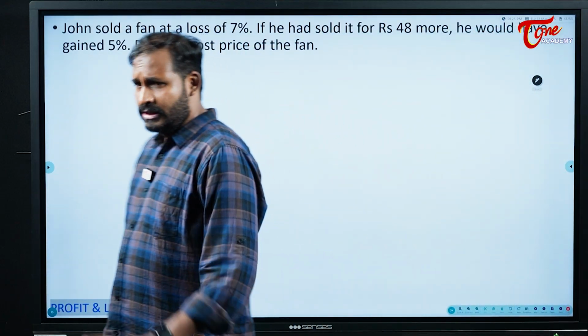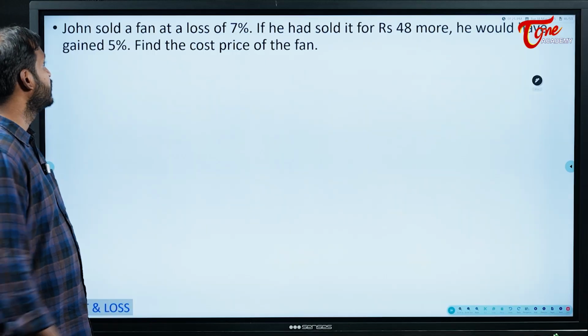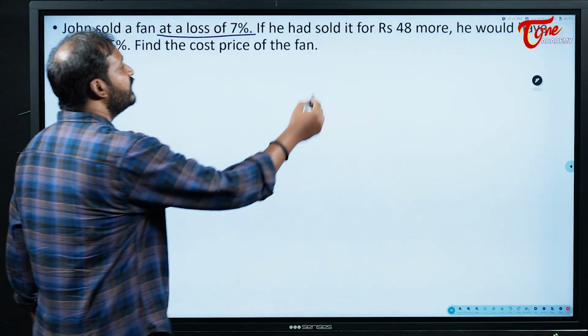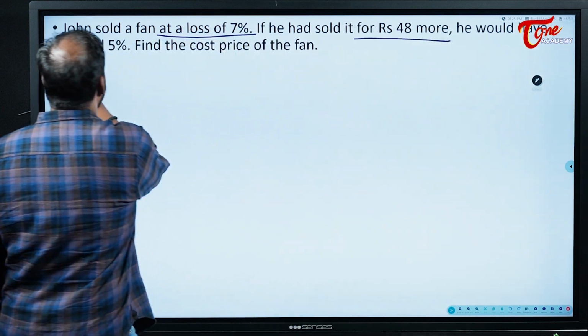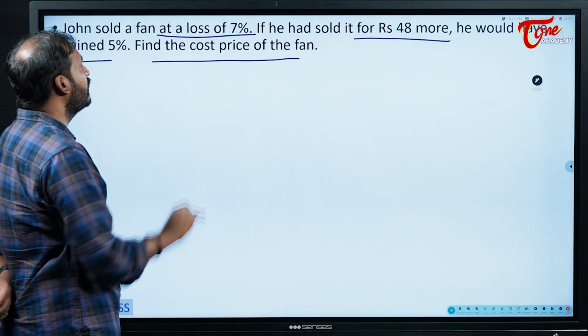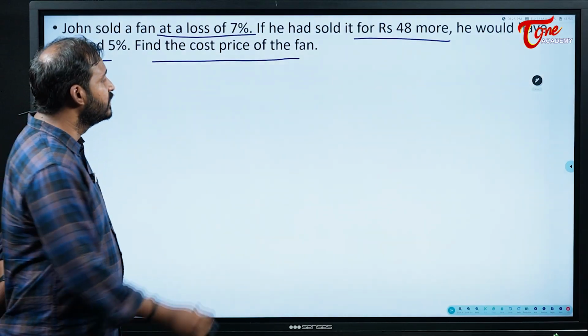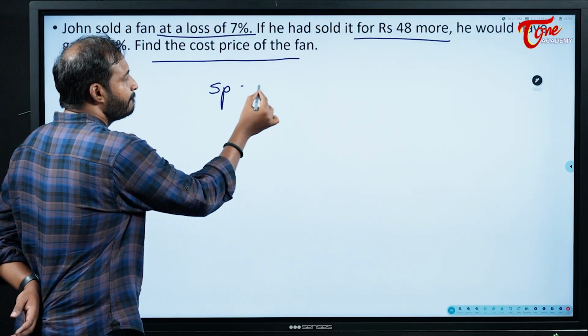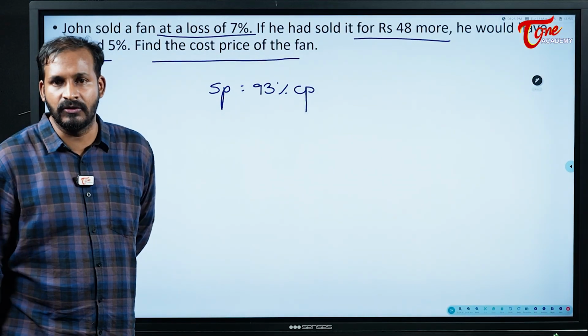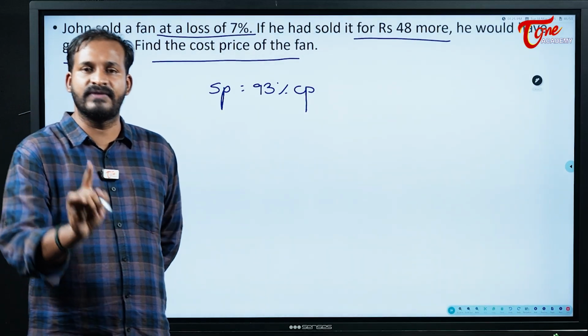Next. Now we will see some of the general problems. John sold a fan at a loss of 7%. If he had sold it for 48 more, he would have gained 5%. The cost price of the fan is? Now see here, John sold a fan for 7% loss, right? So what is SP in this case? 93% of CP. Why? Because loss of 7%. We know if there is a loss, we will subtract it from 100.